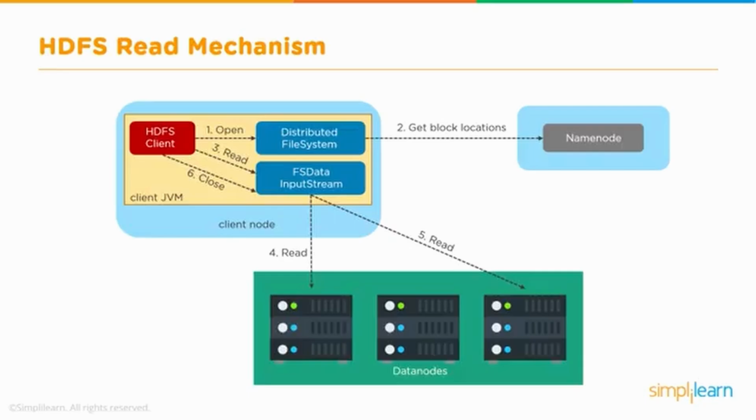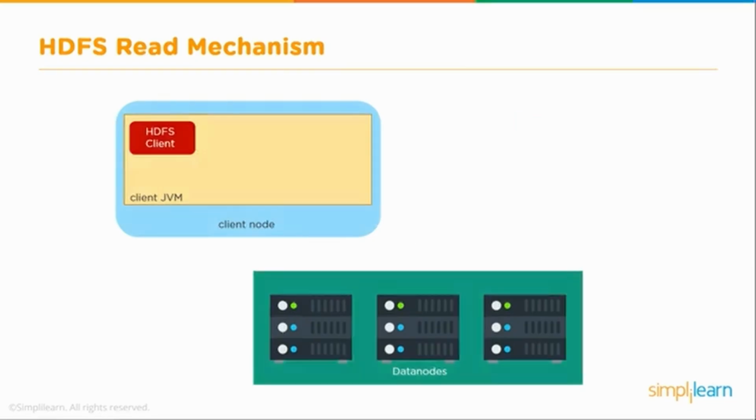Now to understand your read mechanism, let's look at this, where we will understand what happens when a client or an API or an application wants to read data, and what happens when it tries to write data to the underlying data nodes. Now to understand the read mechanism, we have already discussed that it is basically the name node which is playing a very, very important role.